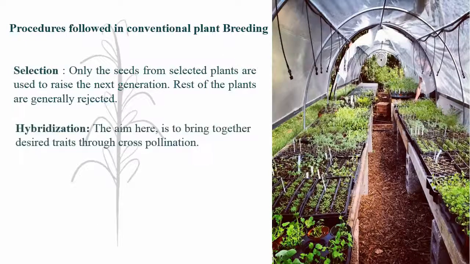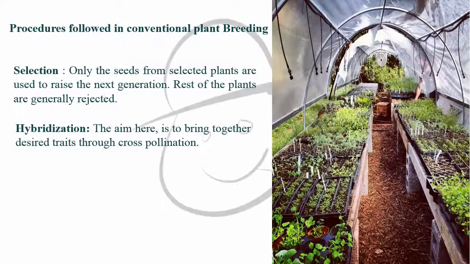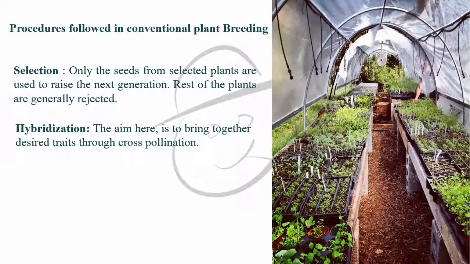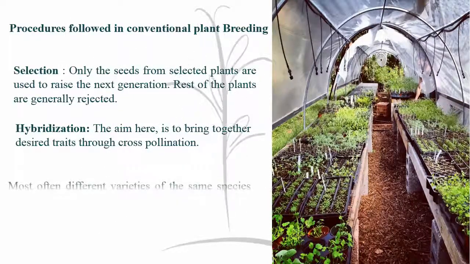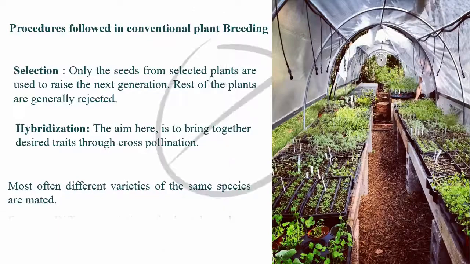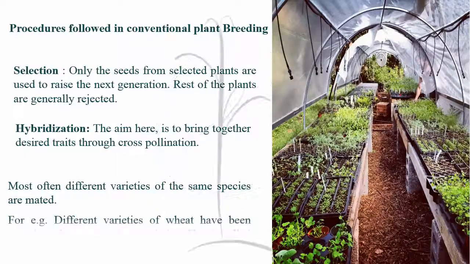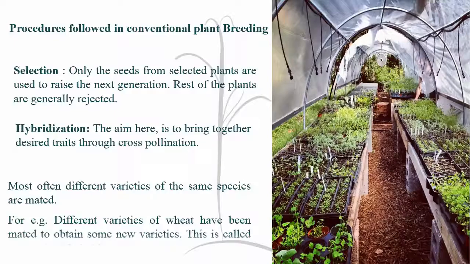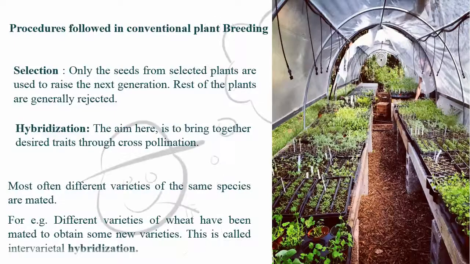Second is hybridization. The aim here is to bring together desired traits through cross-pollination. Most often, different varieties of the same species are mated. For example, different varieties of wheat have been mated to obtain some new varieties, and this is called intervarietal hybridization.